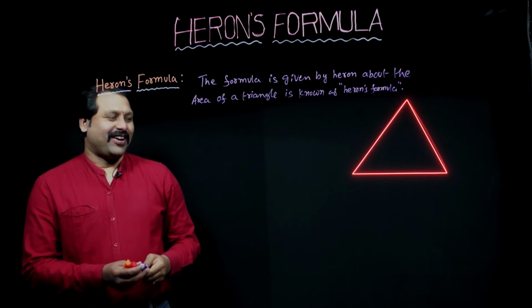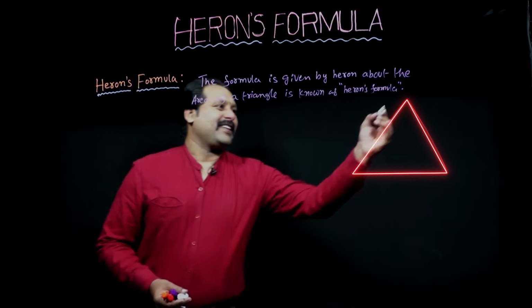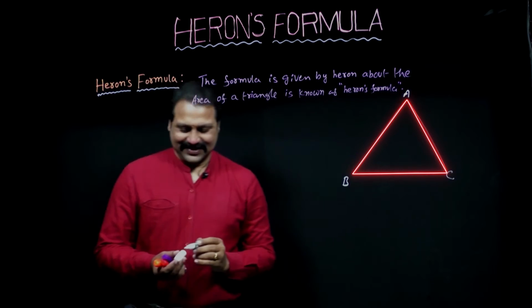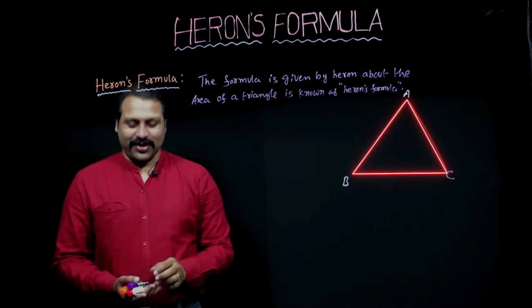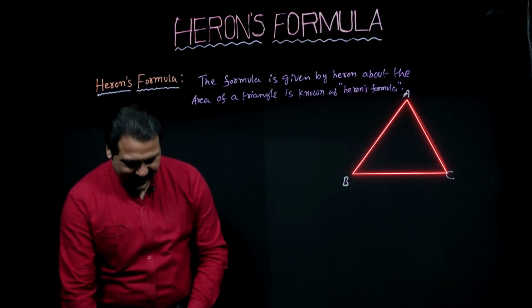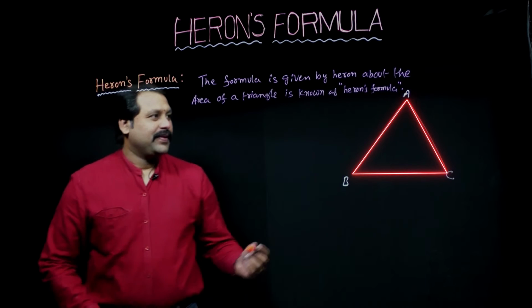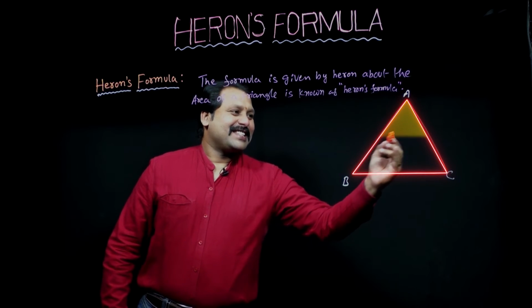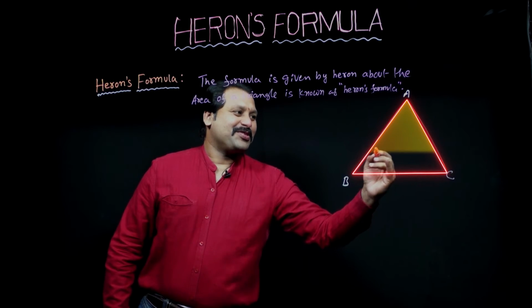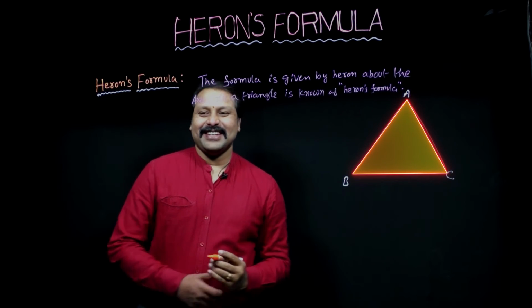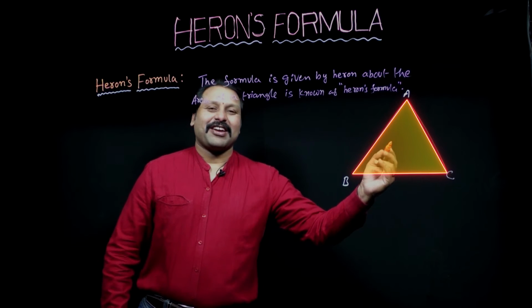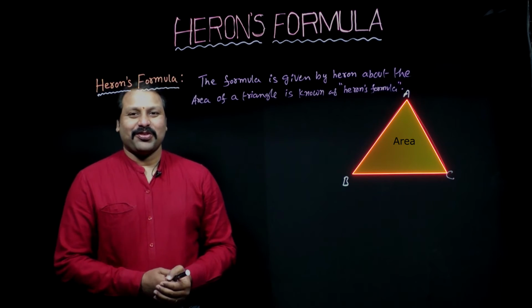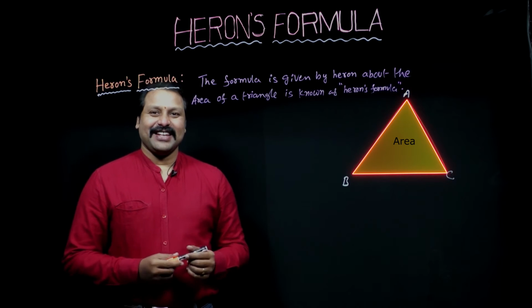The vertices are A, B, C. Before going to Heron's formula, what is area? The total region which is enclosed by a plane figure. So this is our required area. Now we should find out the area of this triangle.